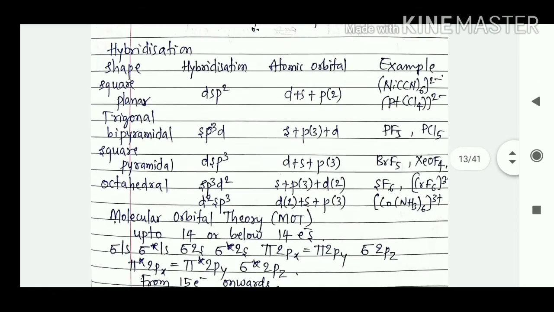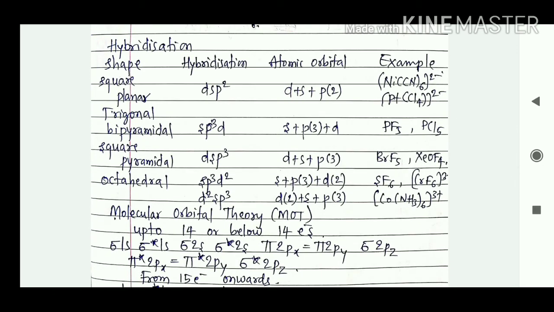So we'll consider hybridization. First we have the type of hybridization, then the shape, the atomic orbitals involved, then the examples. We'll consider dsp2. The shape is square planar. The orbitals involved are 1d, 1s and 2p. The examples for this one are PtCl4 2 minus or Ni(CN)4 2 minus.